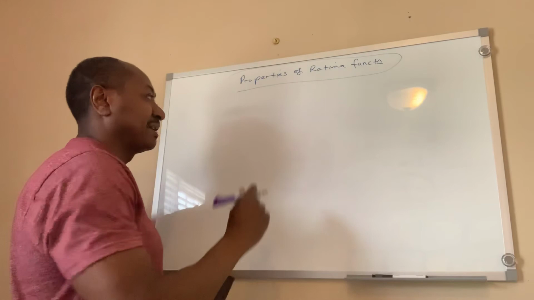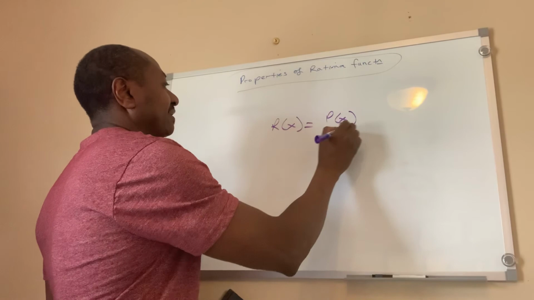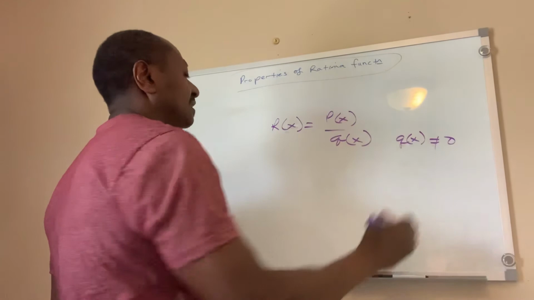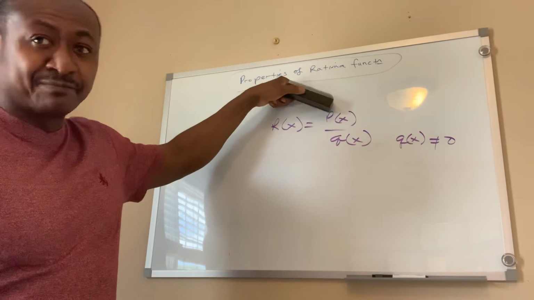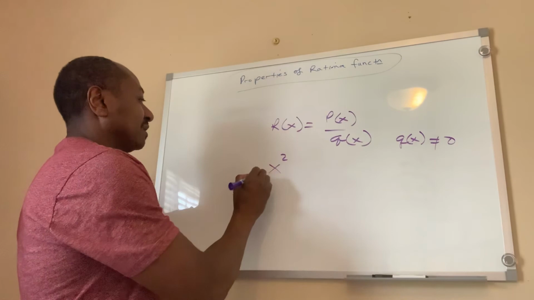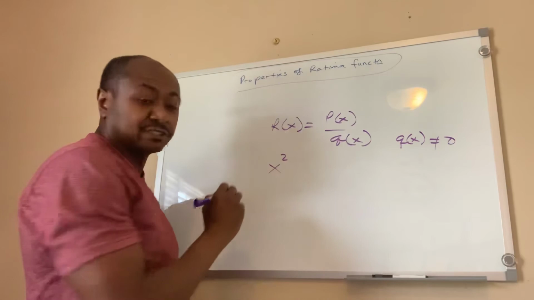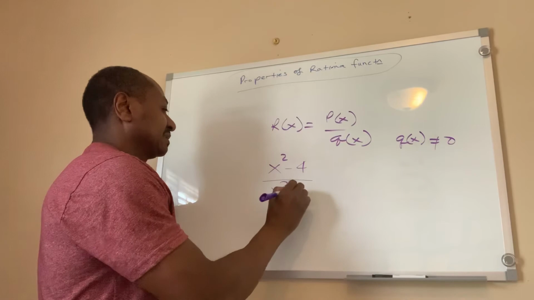So if I have this polynomial, p of x divided by q of x, where q of x is not equal to 0, then this is a rational function. You have one polynomial divided by another polynomial. An example of that would be x squared minus 4 over x squared plus x plus 1. This is a rational function.